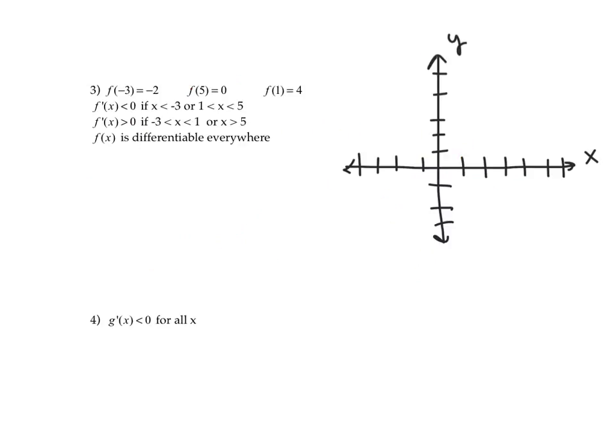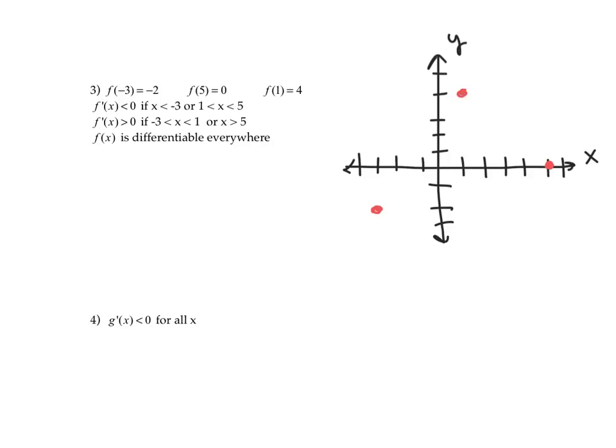Our third example probably has the most specific information. We're given three functional values. It says f of negative 3 equals negative 2, so graph that point. Left 3 and then down 2. Then f of 5 is equal to 0. So that's an x-intercept. And then f of 1 equals 4.